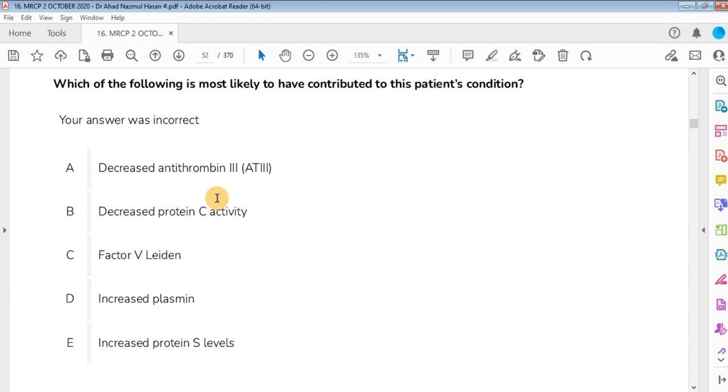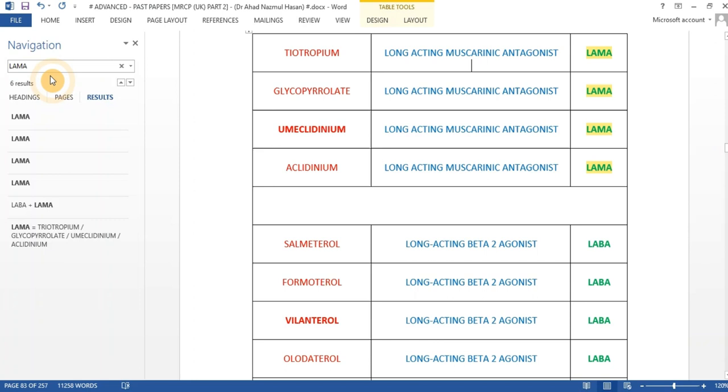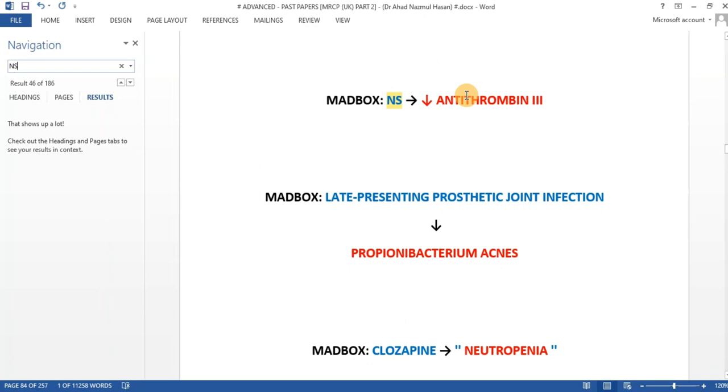Antithrombin 3. Yes, so a patient with nephrotic syndrome will have a reduction in the antithrombin 3 level. And this antithrombin 3 level is directly proportional to the level of albumin. The lower the level of albumin, the lower the antithrombin 3 level. So they are directly proportional.